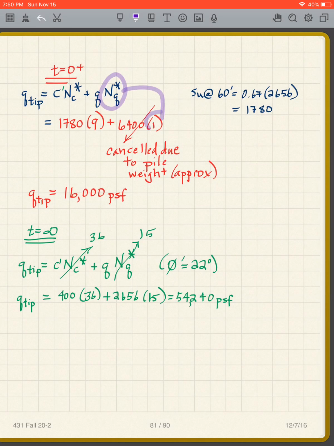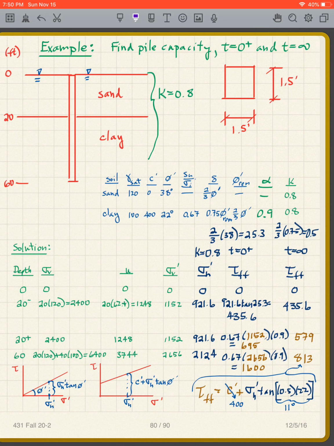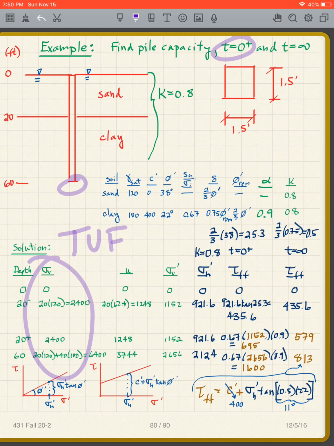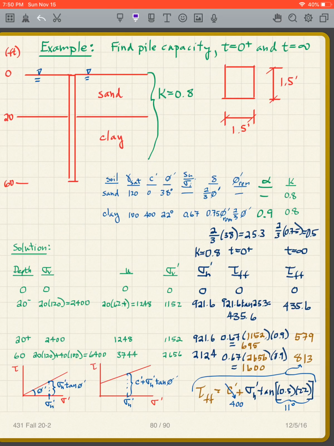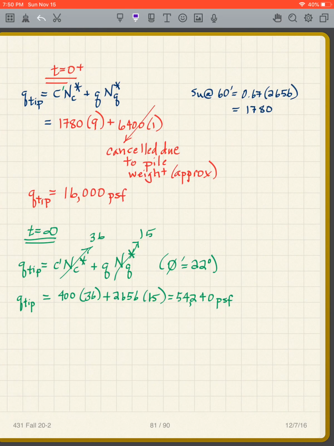NQ star is 1, NC star is 9 from that chart. The Q of 6400, where does that come from? Well, that also comes from our chart here, table. There's my 6400, that comes in handy. That's the total stress, right? Why is it total? Because it's total undrained fast in the clay at t equals 0 plus. So total undrained fast means I use total stresses. So that gives me my 6,400.